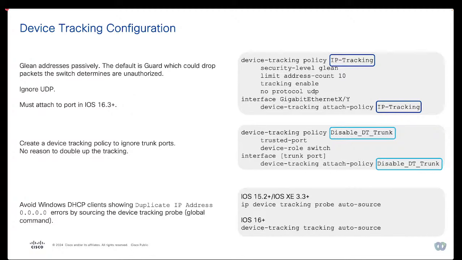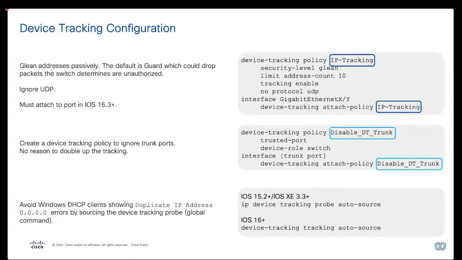The next policy is the trunk. I actually created a tracking policy for trunk because we don't need to track on a trunk. We only care about tracking on an access port. If you don't disable tracking on a trunk port, you're just doubling up the information. So we set it to a trusted port, and we tell it the device role is a switch. Then on the actual trunk port interface itself, we attach the policy.